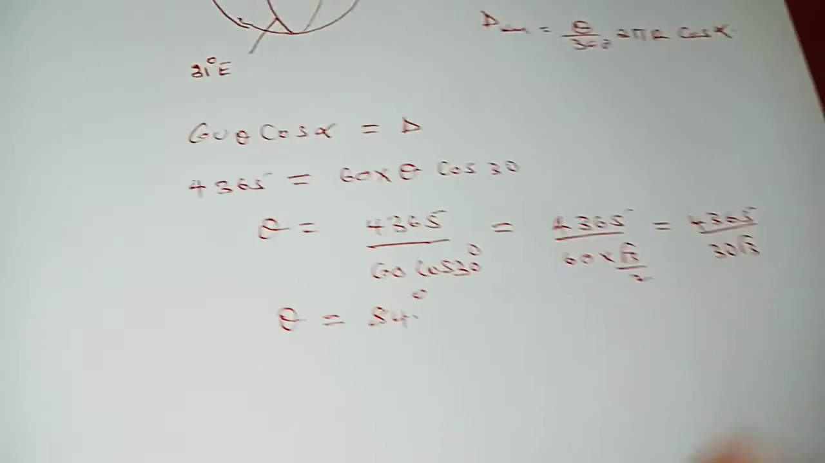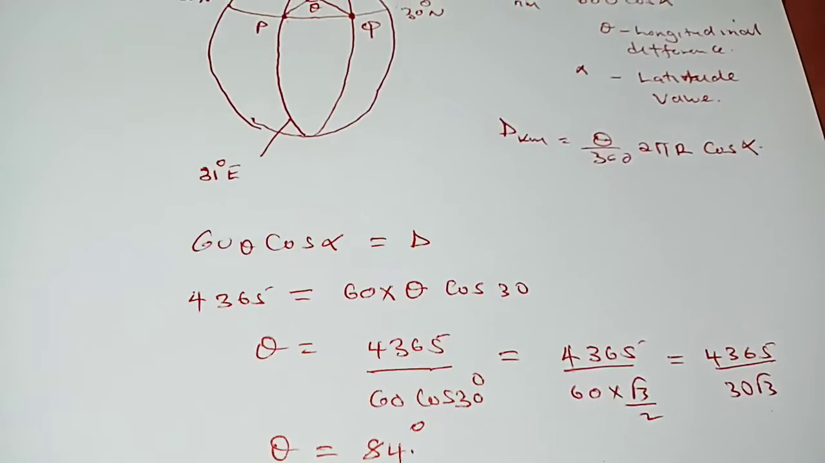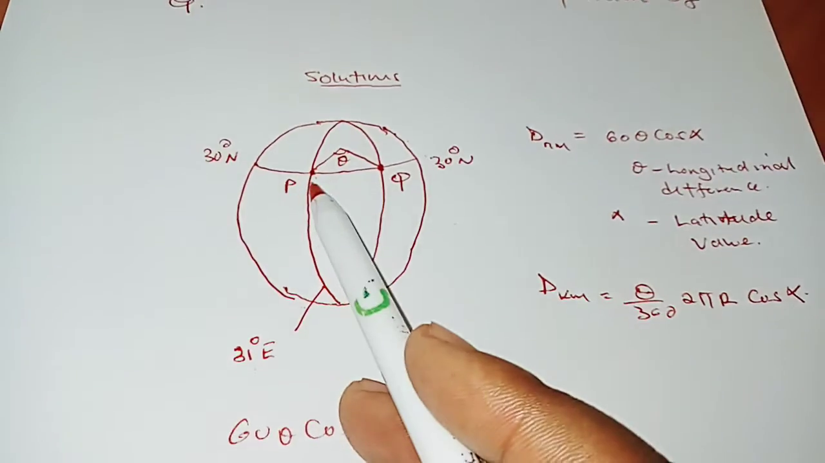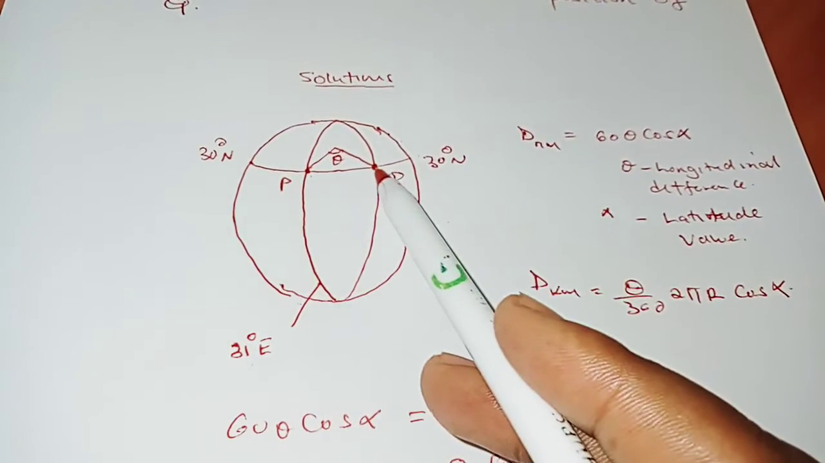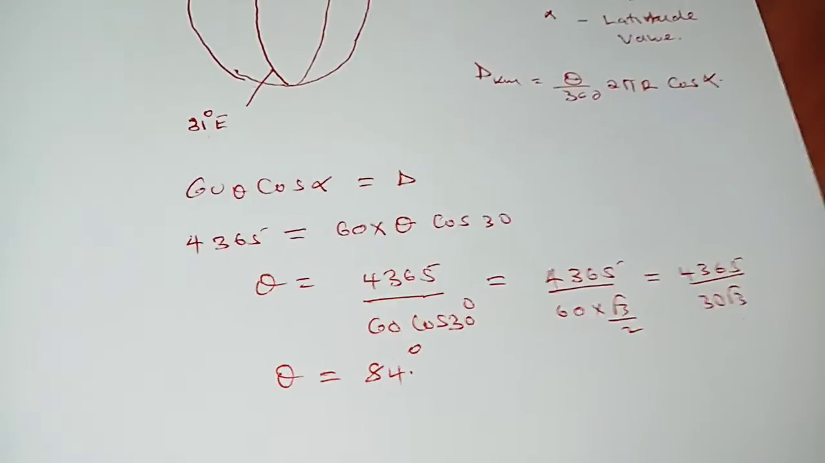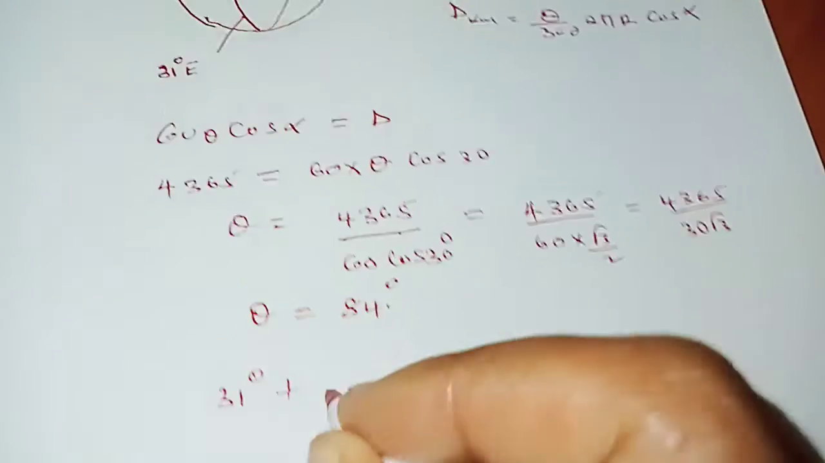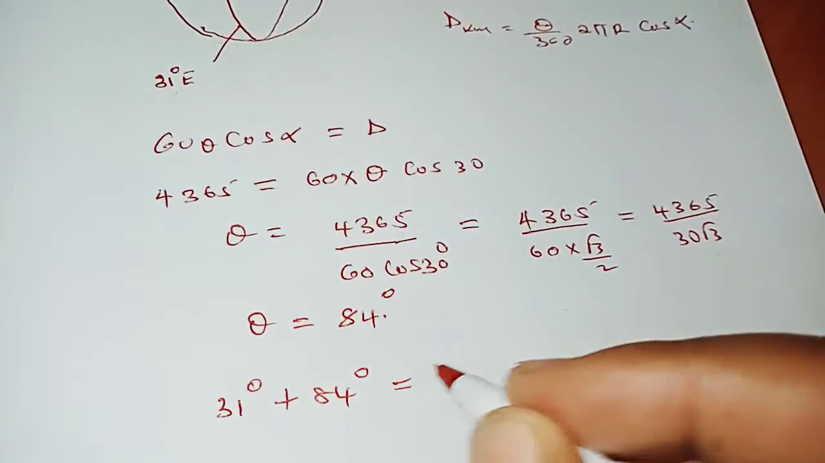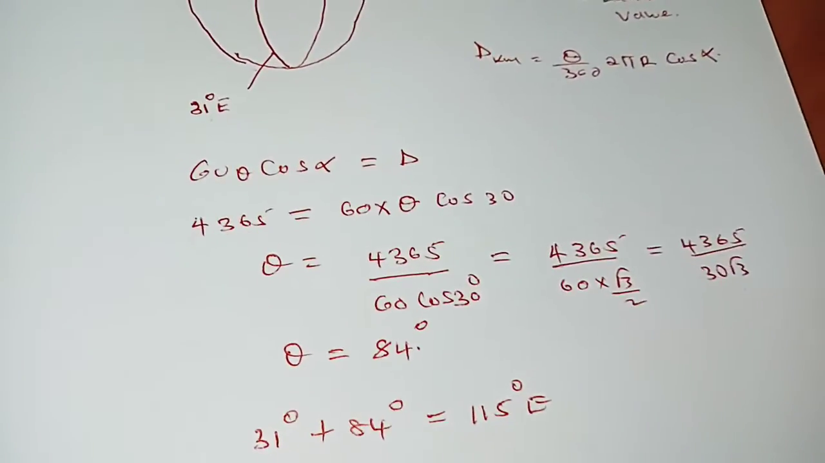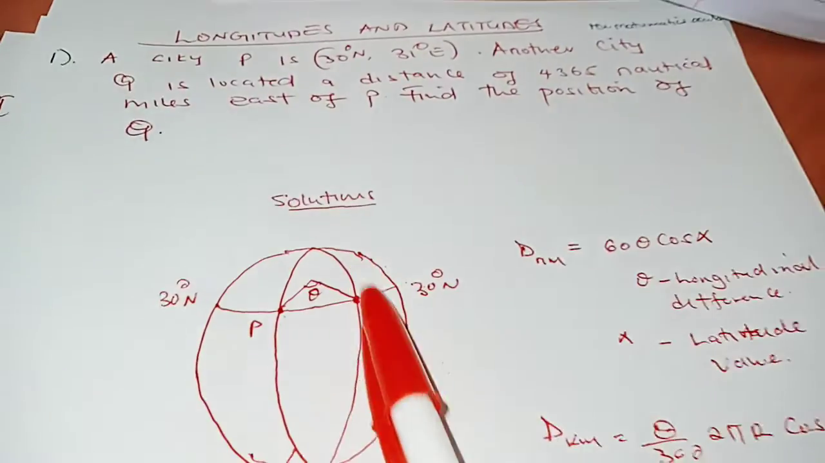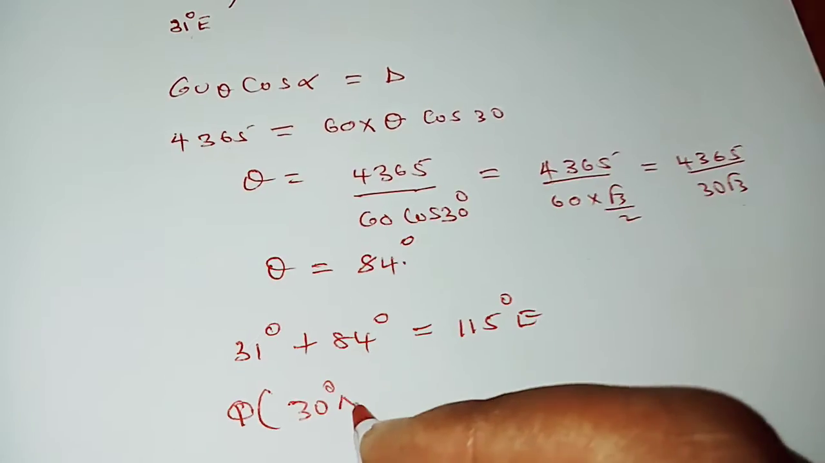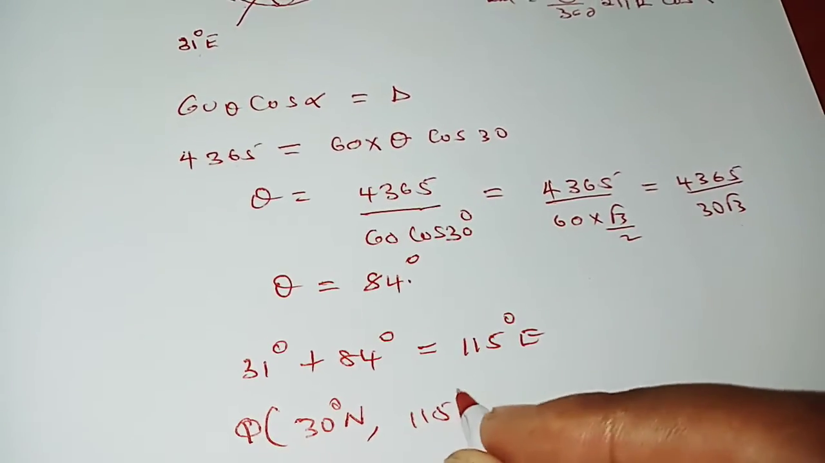so that's 84 degrees. But we already have 31 degrees east here, where we have P, and we want the coordinates here. So we take 31 plus 84 degrees, and this gives us 115 degrees east. So this Q, this one here, is going to be 30 degrees north, 115 degrees east.